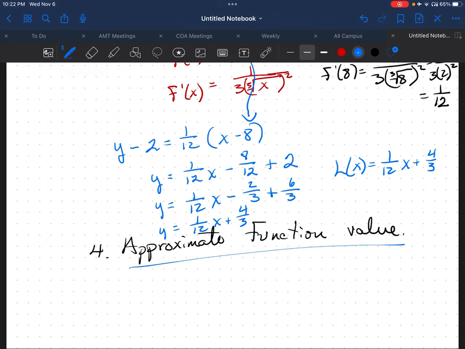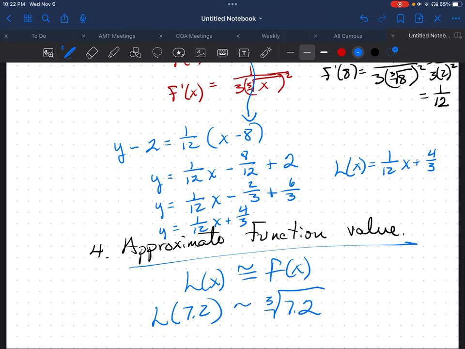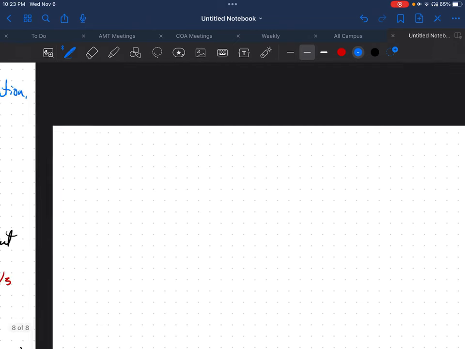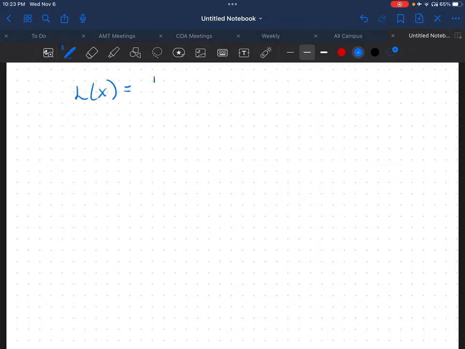Now I'm going to approximate the function value. I'm thinking here that f of x is approximated by L of x, so we might write L of x is approximately f of x. I want to know what the cube root of 7.2 is, but I just want to approximate it. So I'm going to find L of 7.2, and that will give me this approximation. I'm going to take this 1/12 x plus 4/3 and approximate: 7.2 over 12 plus 4/3. Then we're just going to do this math.